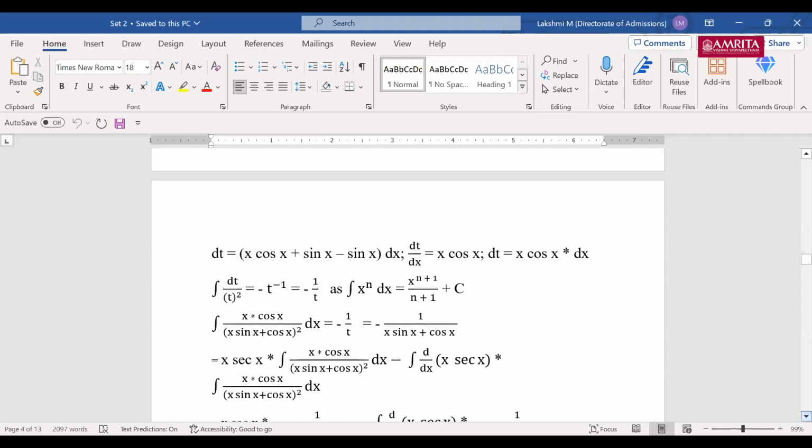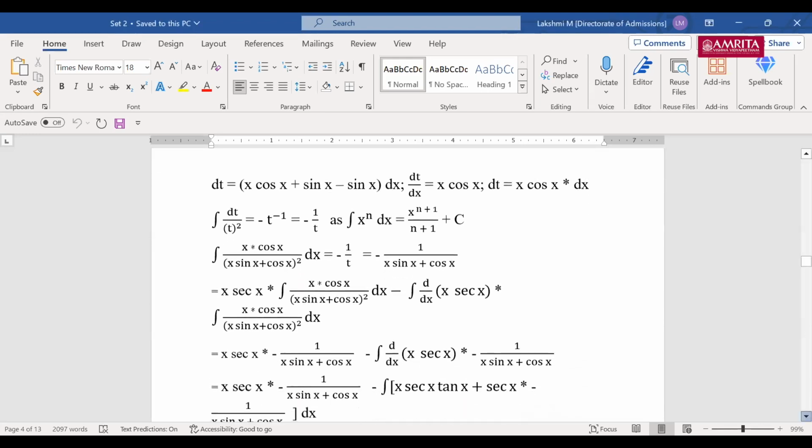Now, as it simplifies, you can rewrite the value of t, which is x sin x plus cos x. So now you have an answer for this term. You have already integrated it and you have an answer. Now you could substitute it there and complete this problem. You have to substitute it back and complete the problem.